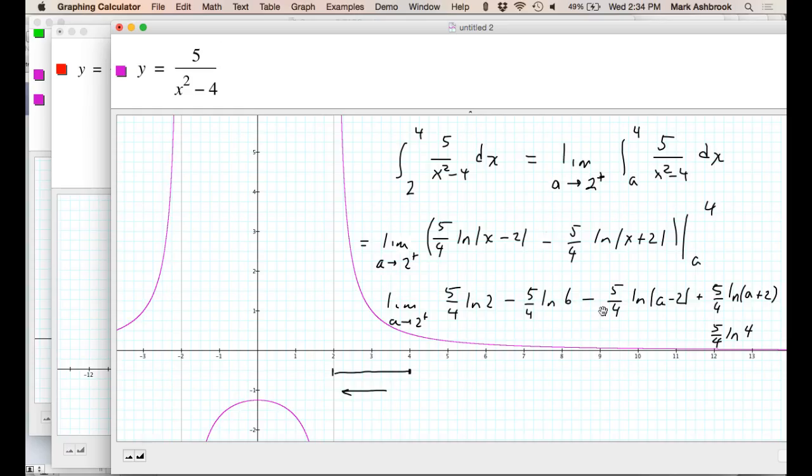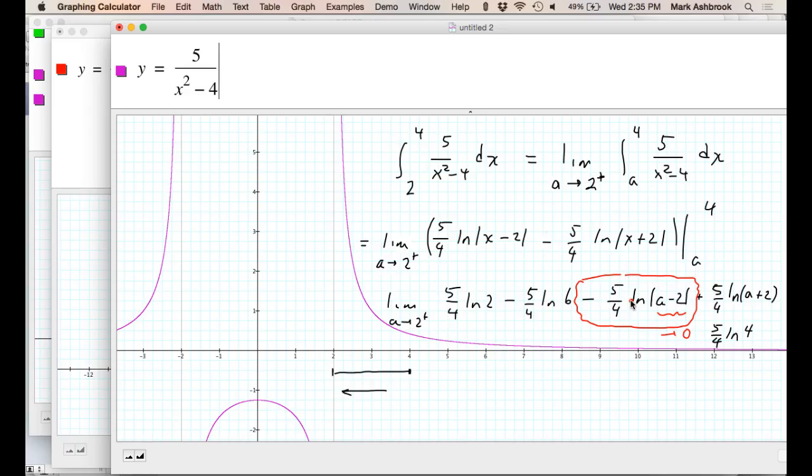So our real question is this bad boy right here. As a approaches 2 from the right, think of a sequence of numbers 3, 2.5, 2.1, 2.01, 2.001, 2.0001, getting closer and closer to 2, coming from values larger than 2. So what will that thing approach? a minus 2 will approach what? That is going to approach 0.